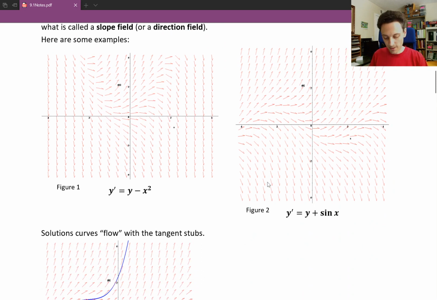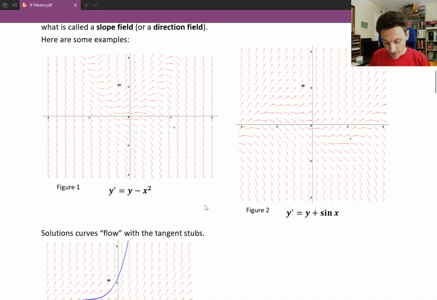So figures 1, 2, and 3 give examples of slope fields. Let's look at figure 1 as a first example. We have y prime equals y minus x squared. On the right side, this is the function of x and y, this is f of x y, it's y minus x squared. And on the left side, we've got the y prime, which you could write as dy/dx.